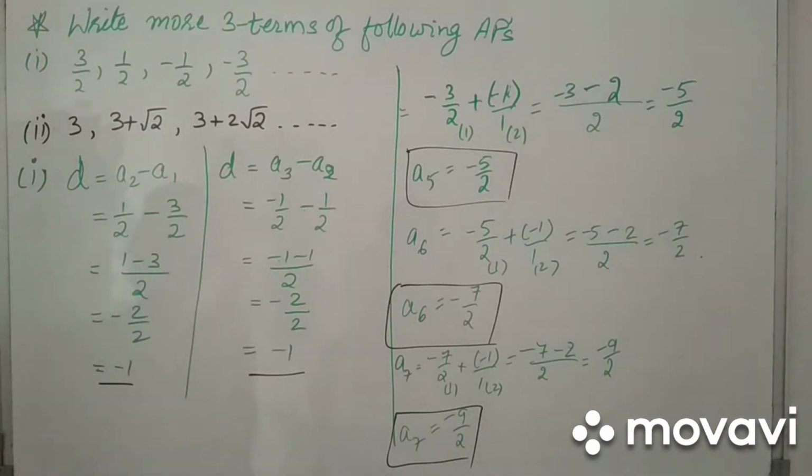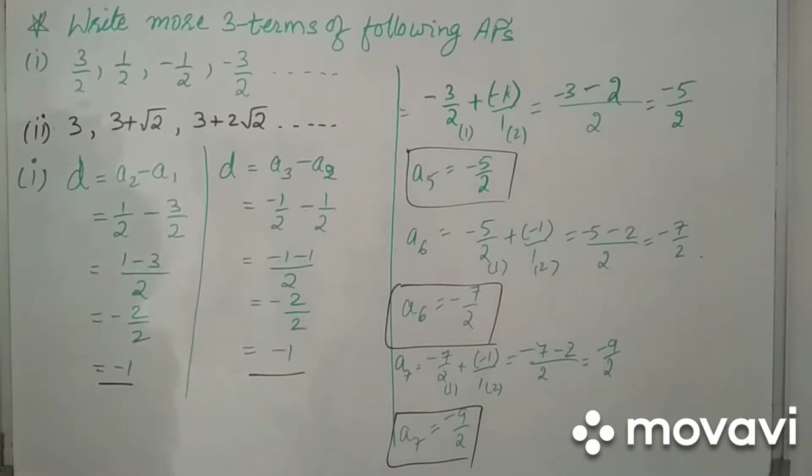Now, yesterday we studied arithmetic progressions, that is APs, how we can say something is an AP, as well as how we find d. D means the common difference between the consecutive terms of an AP.